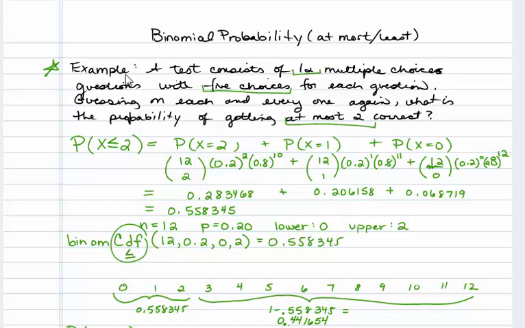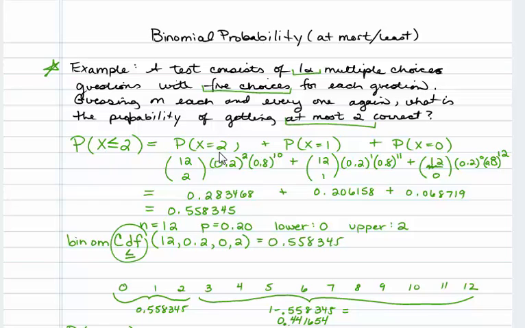Okay, for this example, it says a test consists of 12 multiple choice questions with 5 choices for each question. Guessing on each and every one again. What's the probability of getting at most 2 correct? So I want to make sure that I get 0, 1, 2 correct at the most.